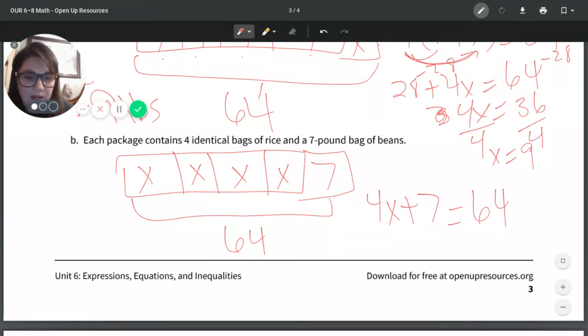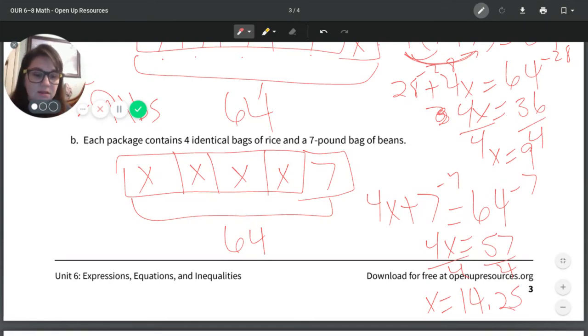And we will work that out. Subtract 7 from both sides. We will have 4x equals 57. And then when we divide it out, we will find that x is equal to 14.25. So each bag of rice in this scenario is 14.25 pounds.